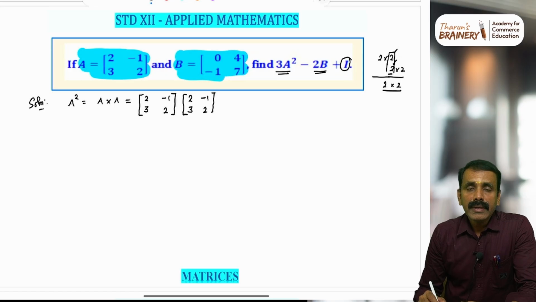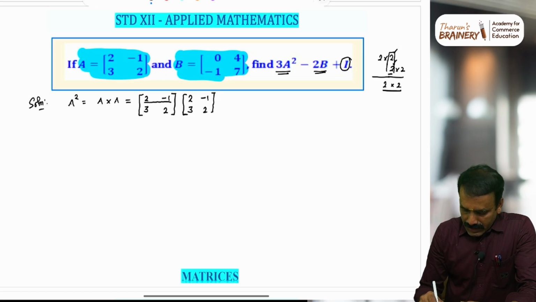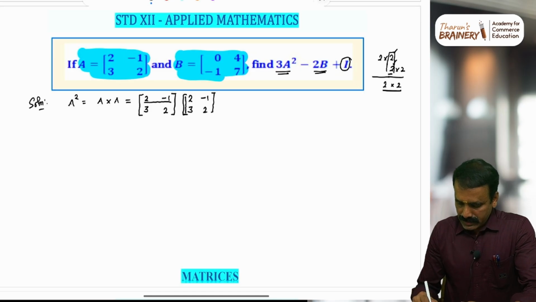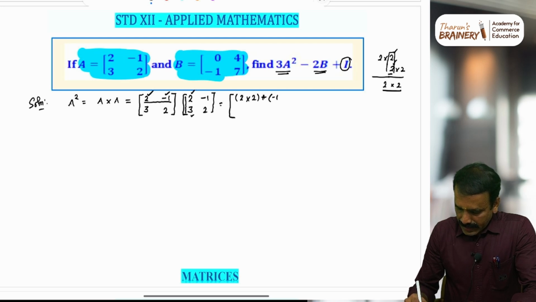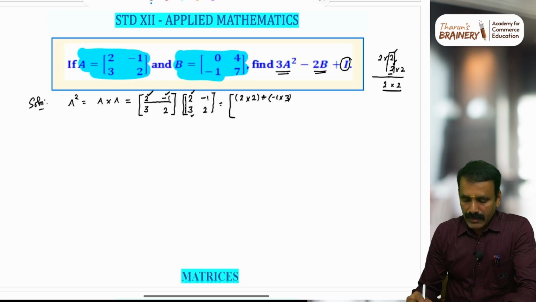So how to multiply? We are going to multiply row with column. So first row element will be multiplied with first column. So we start multiplying. First element is multiplied with the first element. So 2 multiplied with 2 plus second element multiplied with the second element, minus 1 multiplied with 3. So this corresponds to a single element. So we multiplied first row with the first column.